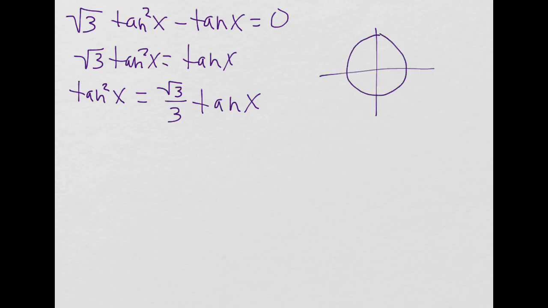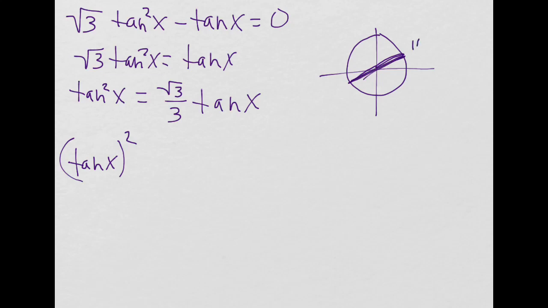So again, go to your unit circle. When is the tangent of an angle, when is that value squared, going to equal root 3 over 3 times tangent of x? Well, think of this. Tangent squared x is really saying tangent of x squared. So it's essentially asking, when is something squared going to equal the square root of 3 over 3 times something? Well, that's going to happen when that something is a square root of 3 over 3. Let me show you what I mean.